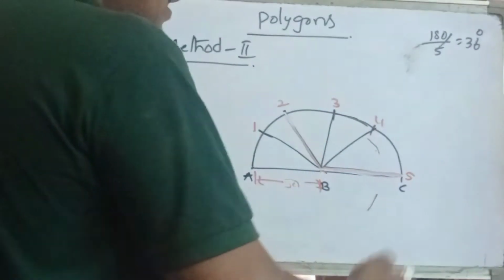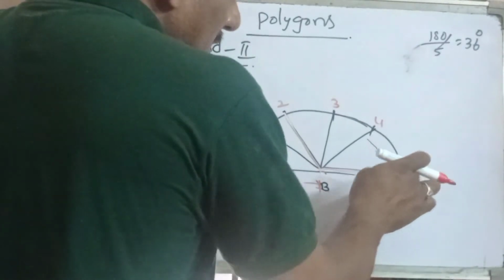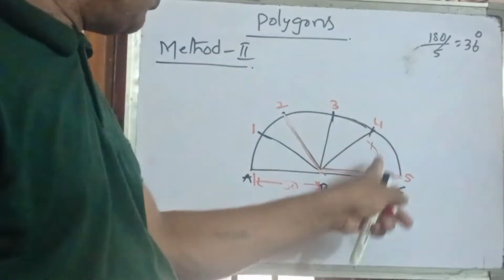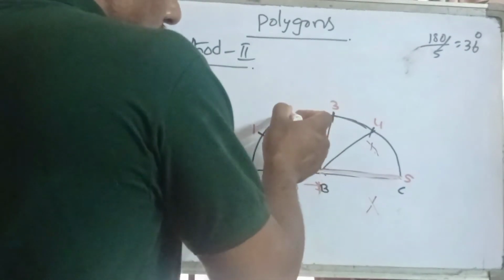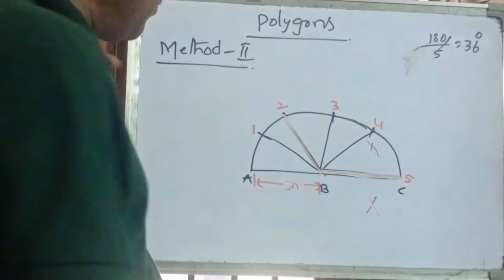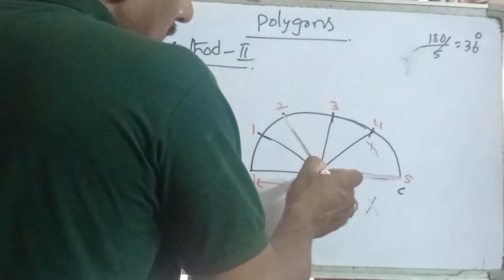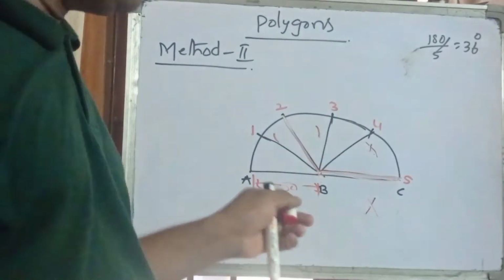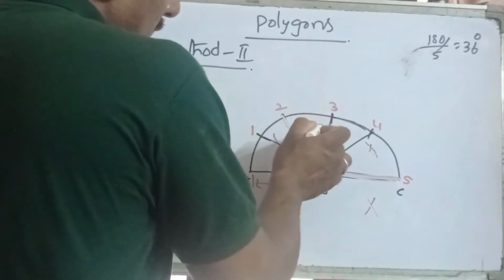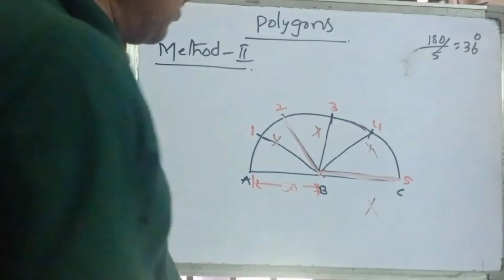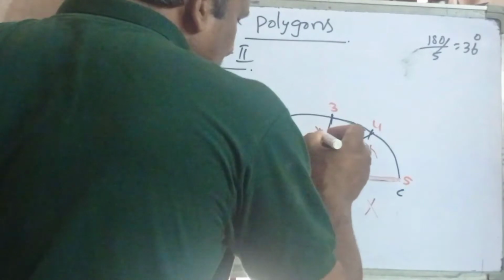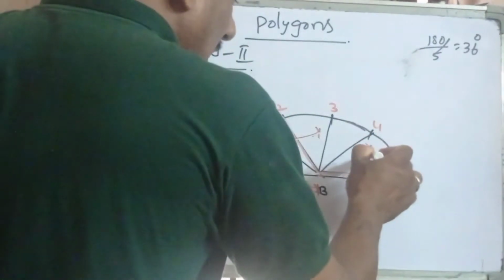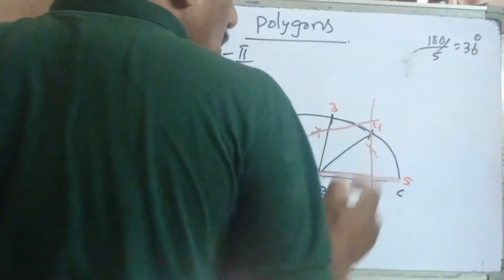With the same radius, don't disturb the compass. With the same radius, C is the center and cut these 2 arcs. In the same manner, for this second line also, take more than half as the radius. B is the center and draw the 2 arcs on both sides of this line. With the same radius, 2 is the center and cut these 2 arcs. Now join these 2 points by a straight line. And here also join these 2 points by a straight line, and extend the lines.